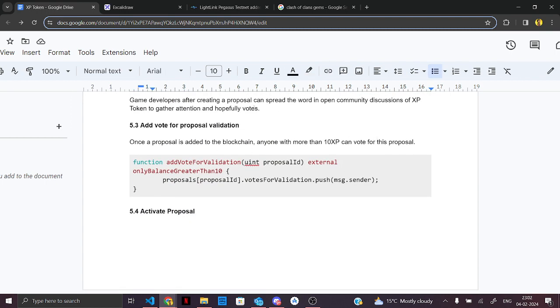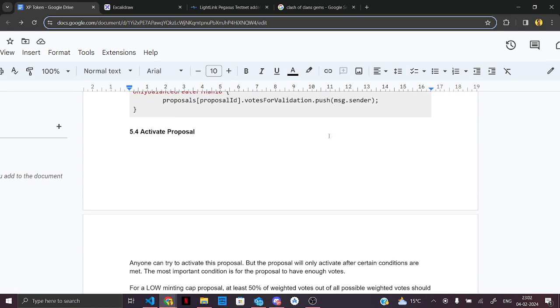After creating a proposal, game developers have to spread the word in community discussion, the XP token community, so that they can bring attention to the proposal and gather votes. So now you need votes. Once a proposal is added, anyone with more than 10 XP can vote. So you need to have more than 10 XP in your account if you want to vote. This is ensured by contract code. And once you vote, your vote will be added for that proposal.